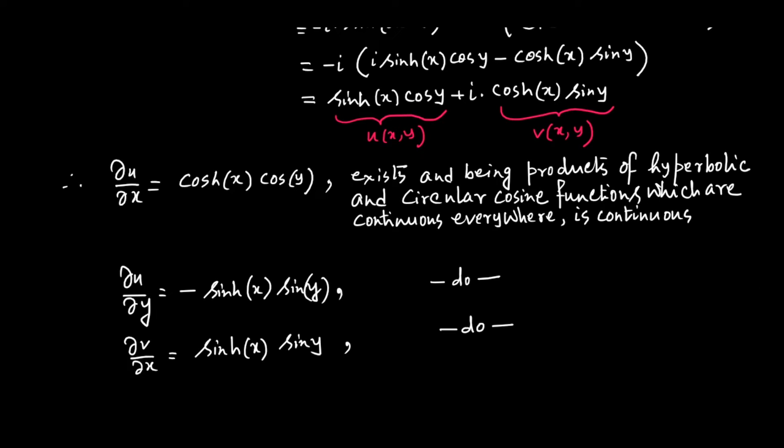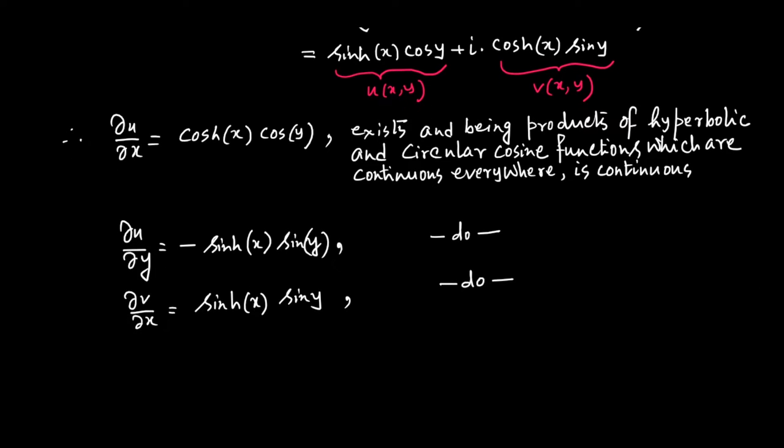And now let us find the other one, that is del v del y. Can you tell me what will be del v del y? Correct, that will be hyperbolic cosine x into circular cosine y, because the derivative of sine y is cosine y. And by the same logic, I can say that this is also continuous as a product of two continuous functions.